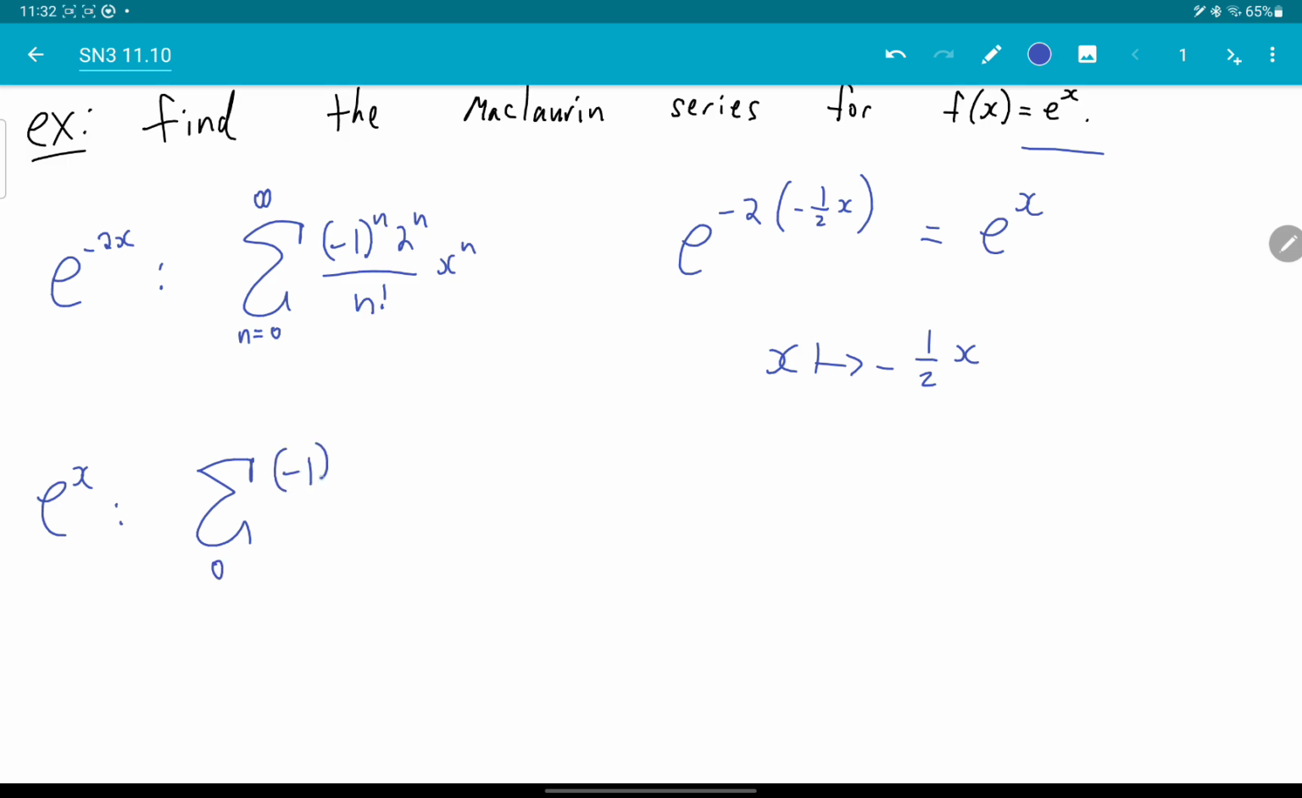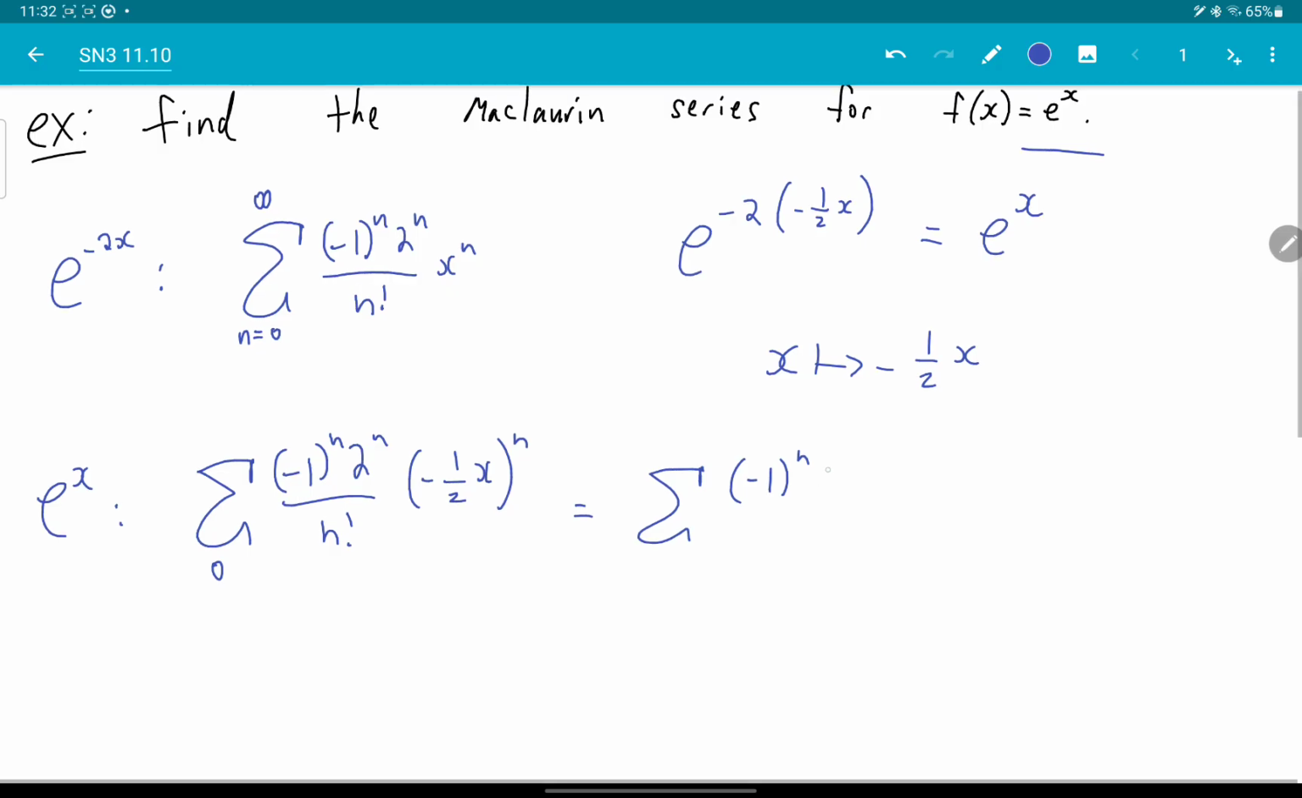Starting at 0 still. 2 to the n factorial, negative a half x. Then we get negative 1 to the n, 2 to the n over n factorial as before. But this guy's got a bunch of stuff in it. It's got a negative 1 to the n. It's got a 2 to the n downstairs and an x to the n upstairs.